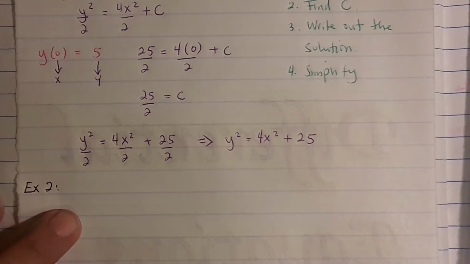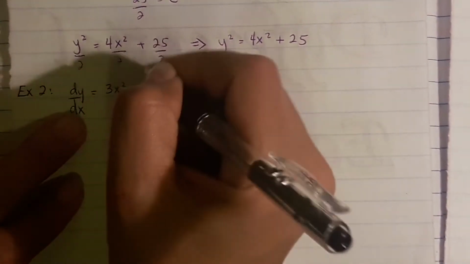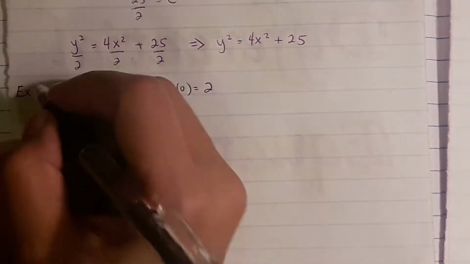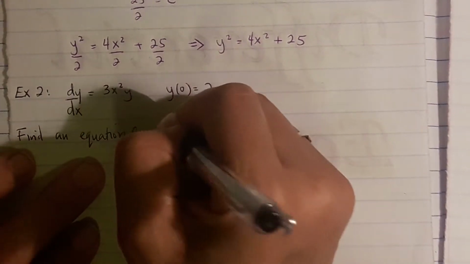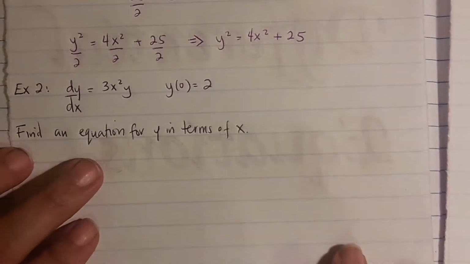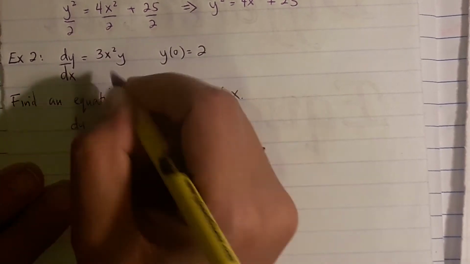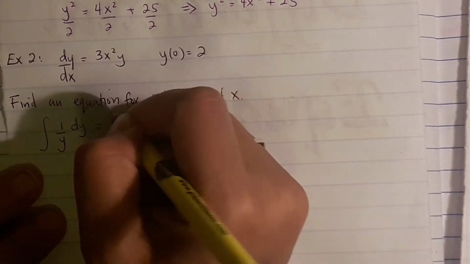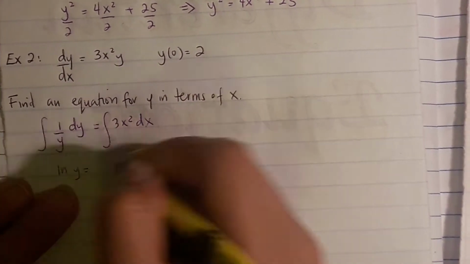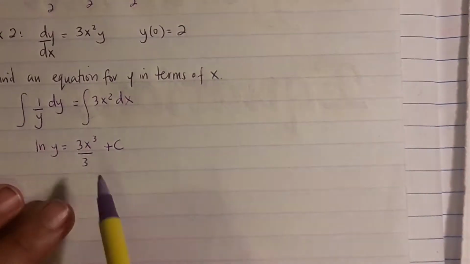All right, let's take a look at another example. It's pretty easy. Let's say we had dy/dx is equal to 3x squared y, and y of 0 is equal to 2. And the question was, find an equation for y in terms of x. So again, the first thing you do is integrate both sides, but make sure you put the dy's with the y's and the dx's with the x's. So it's going to be dy times 1 over y equals 3x squared dx. Integrate both sides. So the integral of that is log y. The integral of that is 3x cubed over 3 plus c.